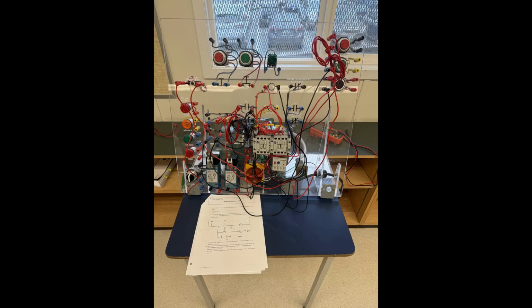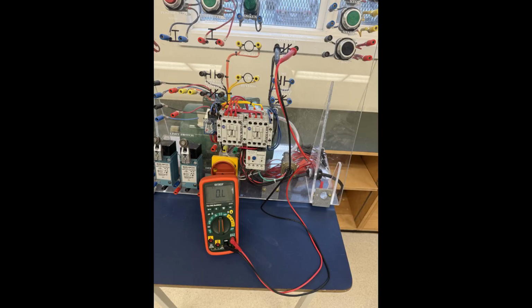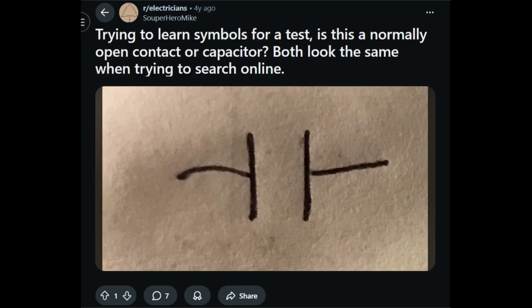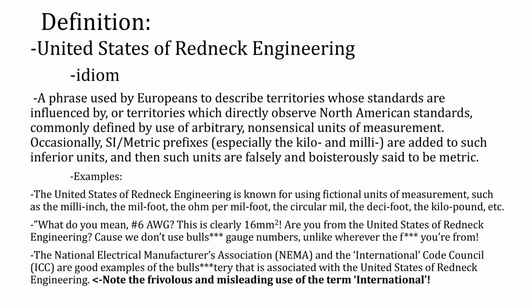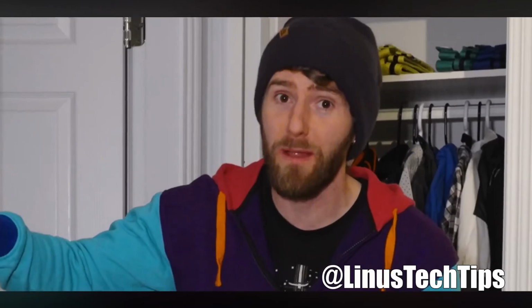Here's the thing. In my electrical class, we just wrapped up our motor control unit, and I was very disappointed. On top of the fact that Camel sent us a shorted motor and a whole bunch of defective relays, we were being taught that this symbol was a contact, which is complete bull anywhere outside of the United States of redneck engineering. And if you've seen my last video, you'll know how I feel about these American standards. American standard, more like American non-standard.